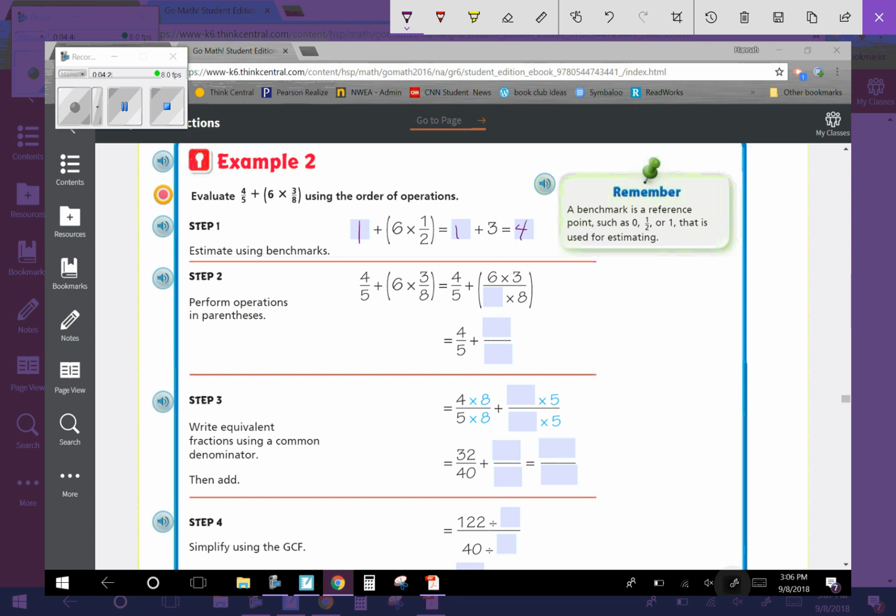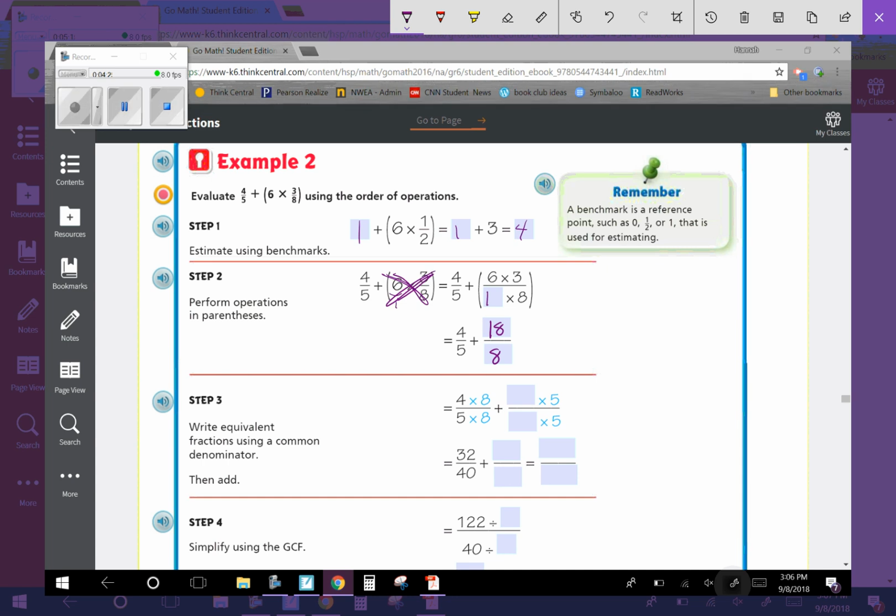Now I'm going to use the order of operations. When I'm taking a whole number multiplied by a fraction, I'm going to put that whole number over 1 because 6 over 1 is equal to 6. Those are equivalent fractions. So then I can multiply across. So I've got 6 times 3, which is 18, and 1 times 8, which is 8. Now that takes care of my parentheses. Now I can just add, so 4/5 plus 18/8.